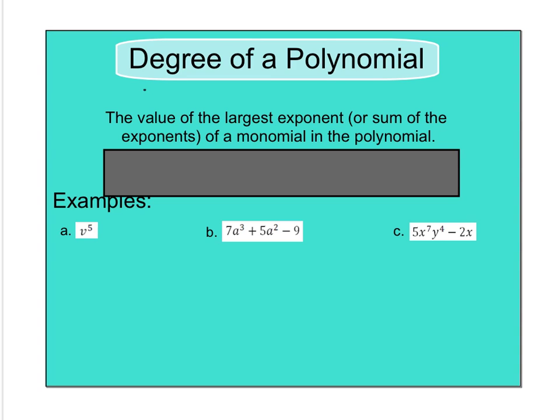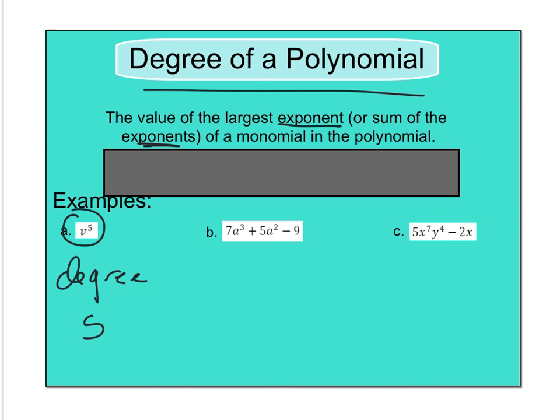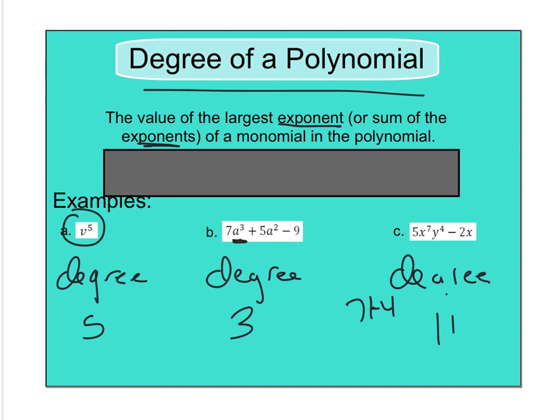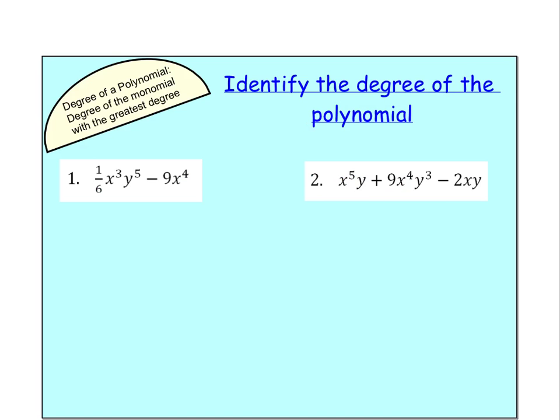So the degree of a polynomial, anytime you're dealing with a polynomial, is the largest exponent or sum of exponents. So here, this is going to be a degree of 5. This is going to be a degree of 3. This is going to be a degree of 11 because 7 plus 4 is 11. So that's what I add, my highest sum or highest exponent.